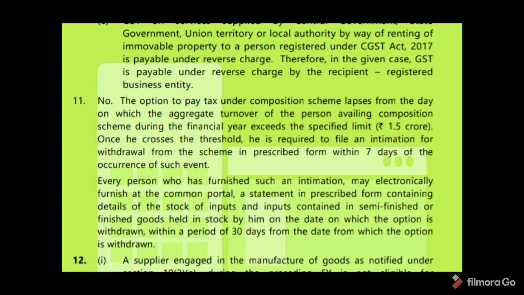but must and should intimate in the prescribed form electronically at the common portal, GST common portal, because a statement in the prescribed form containing details of stock of inputs and inputs contained in semi-finished or finished goods held in stock by him on the day on which the option is withdrawn. So okay, from the date within a period of 30 days from the day from which the option is withdrawn. So that option is withdrawn after intimation of 7 days in the prescribed form. From the intimation to within 30 days, that option will be withdrawn. Okay.